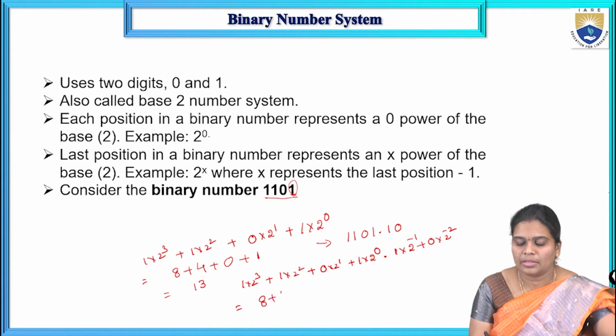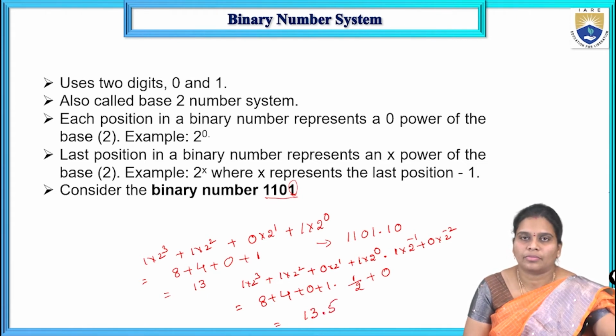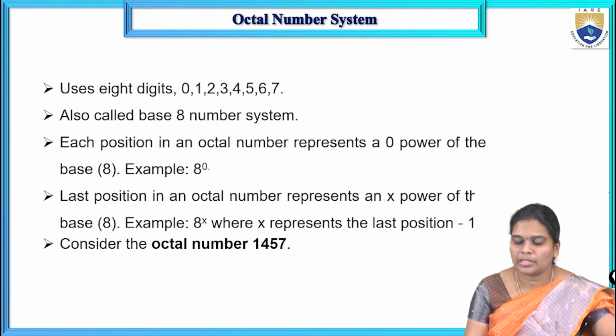8 plus 4 plus 0 plus 1, then 2 power minus 1, so that is 1 by 2, plus 0 into 1 by 4. The value is 0. So here the value is 13. 1 by 2 is 0.5. So the value is 13.5. If you are taking any binary number, we are taking the values like this. Okay, this is the binary number system.